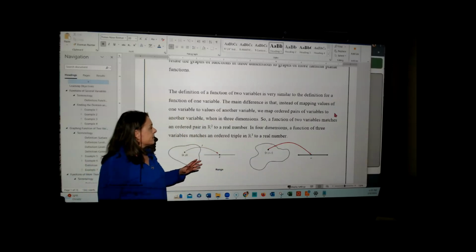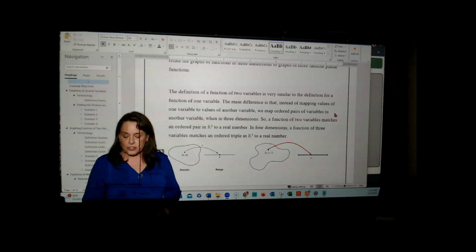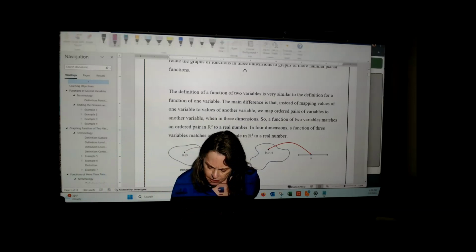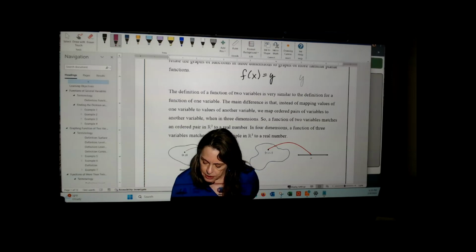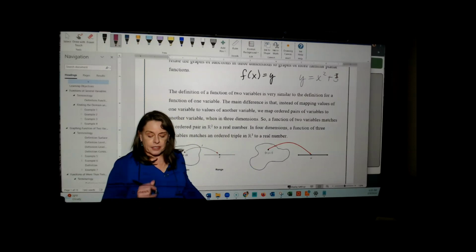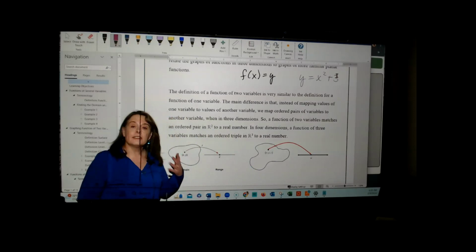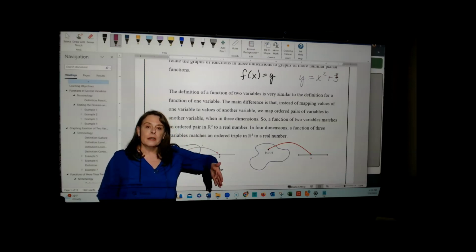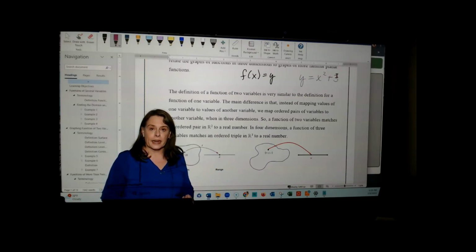Now, the definition of a function of 2 variables is very similar to the definition of a function of a single variable. When we talk about a function of a single variable, we're talking about a function such as f of x equal to y. So this could simply be something like y equals x squared plus 3. In this case, f is the function of a single independent variable, which is x. Y is the dependent variable which depends upon it. We put in the x value from the domain, and we receive the y value, which is in the range.